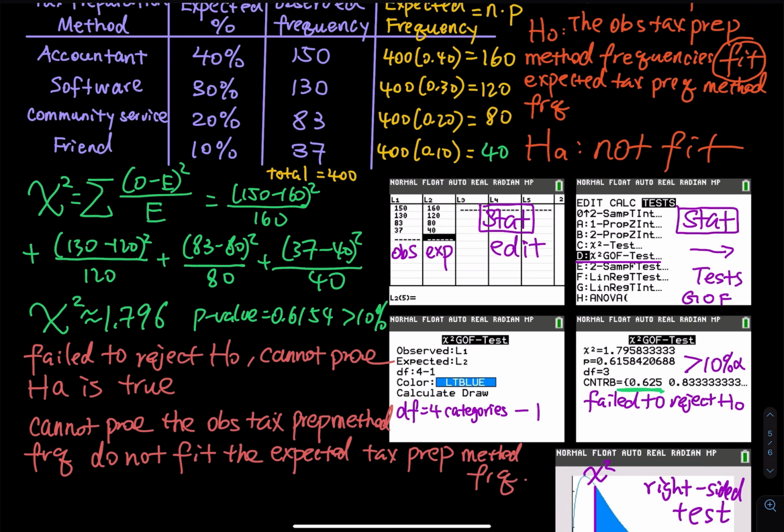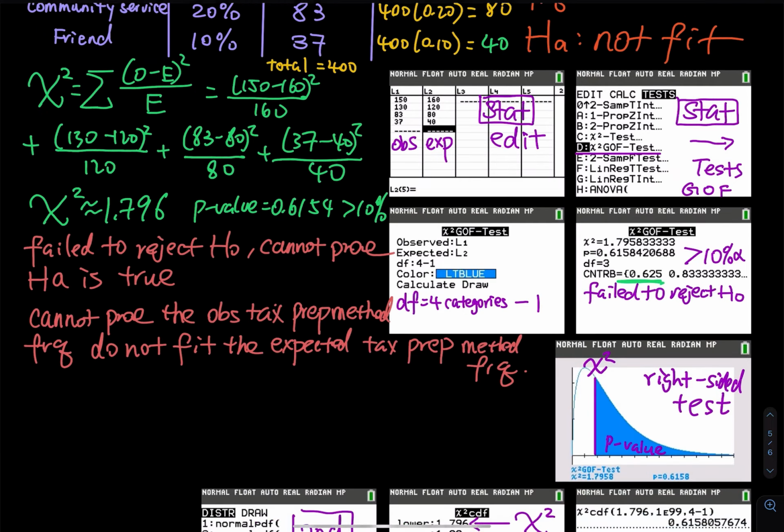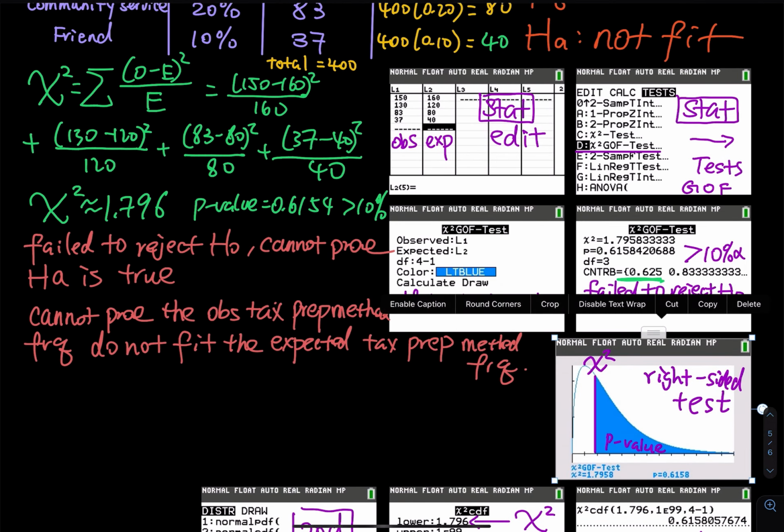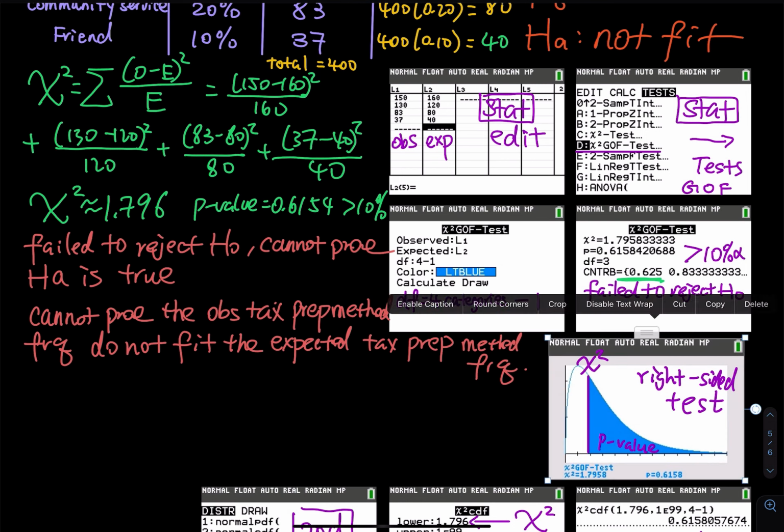And then if you hit draw, because sometimes they ask you to sketch a graph, do you see this? This one is the graph. The curve is the chi-square, and the cut is where the chi-square test statistic is, 1.7958. The p-value for goodness of fit is always right-sided, so you have the p-value on the right. And speaking of the p-value, you might be wondering, hey, the p-value is pretty big, and here is why.